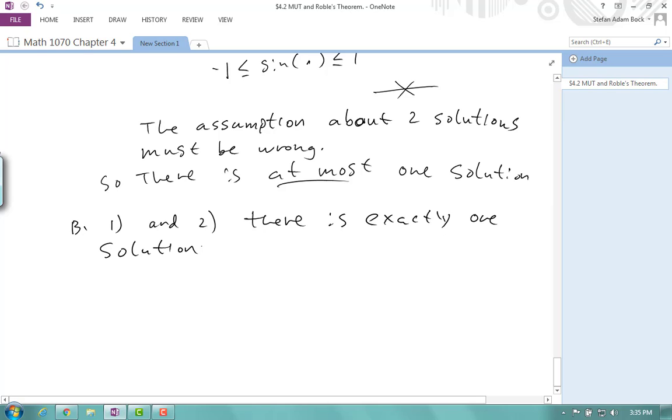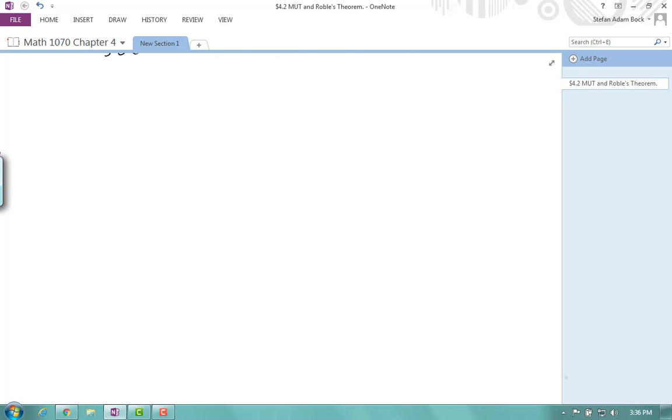Unfortunately, none of any of this tells me where the solution actually is. The IVT gives me an interval of where I could find it, but it doesn't tell me exactly what it is. And finally, for a more tangible example, we'll consider this.